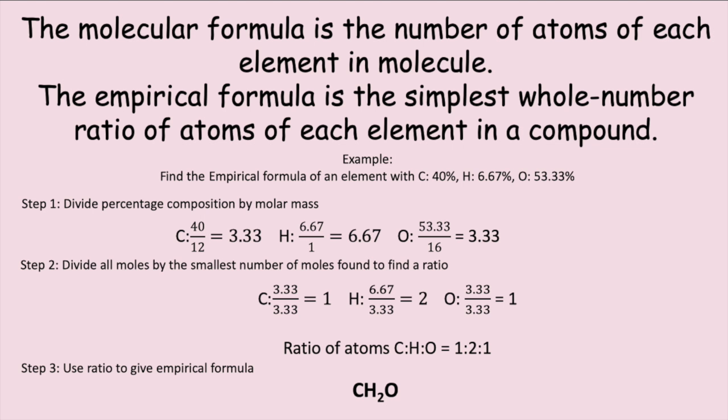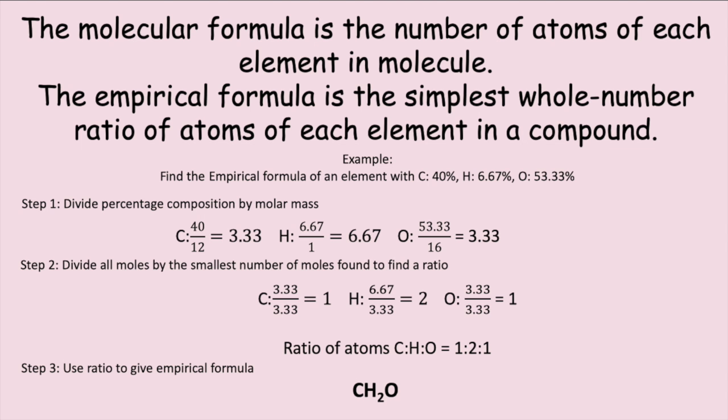The molecular formula is the number of atoms of each element in a molecule, such as H2O, CO2, or MgO. However, the empirical formula is the simplest whole number ratio of atoms of each element in a compound.